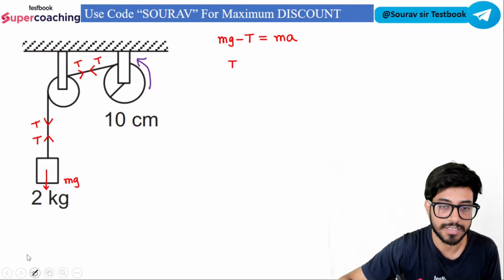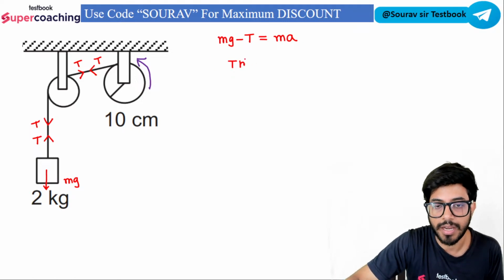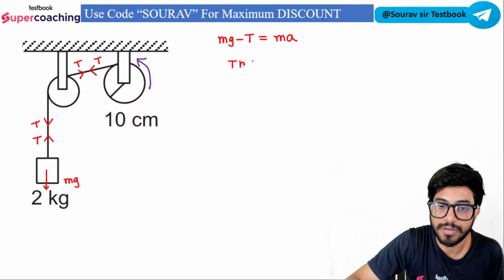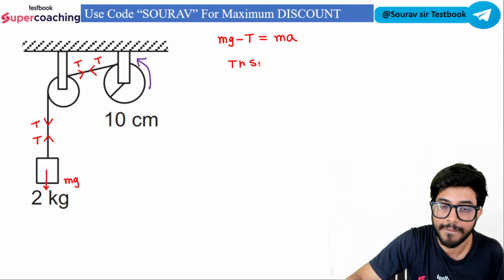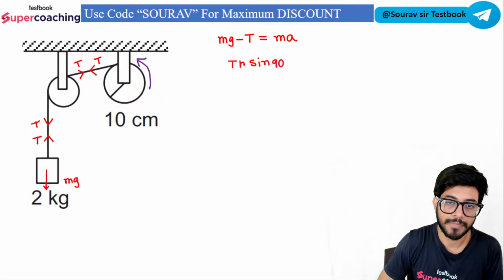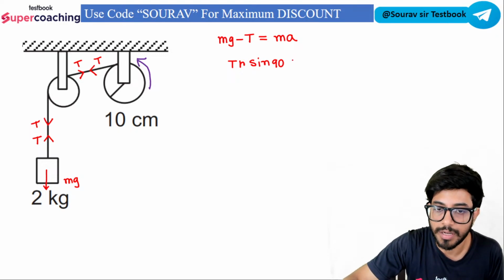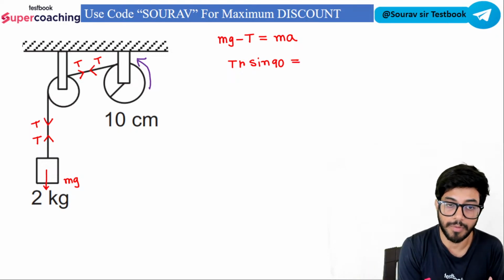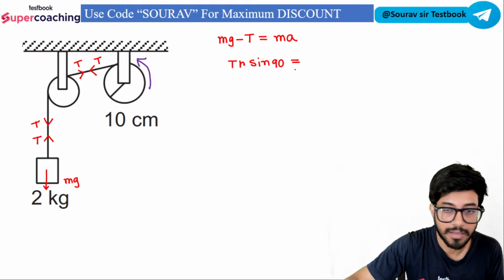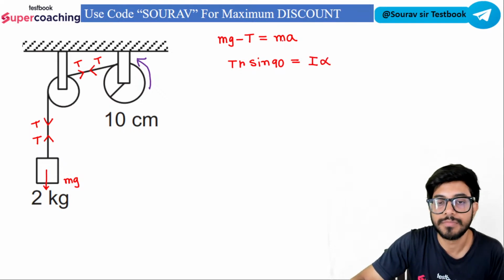T cross R. I'm only interested in the magnitudes of T and R, and the angle between them is of course sine theta, sine 90. So T R sine 90 should be equal to what? Your moment of inertia into acceleration. So moment of inertia I'm taking as I, into angular acceleration as alpha. These are the two equations.